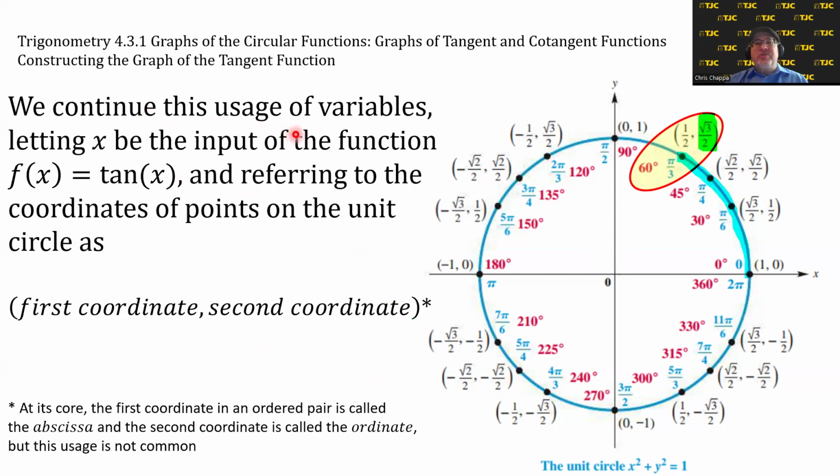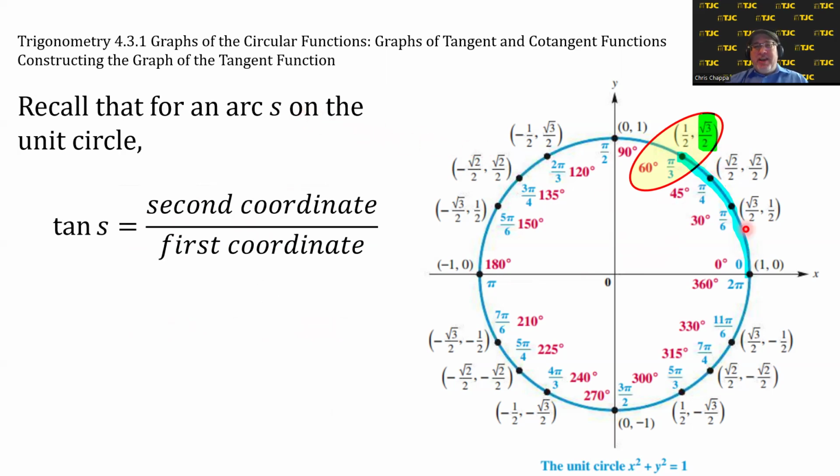We continue this usage of variables, letting x be the input of the function f of x equals tangent of x, and referring to the coordinates of the point on the unit circle as first coordinate, comma, second coordinate. At its core, the first coordinate in an ordered pair is called the abscissa, and the second coordinate is called the ordinate, but this usage is not common.